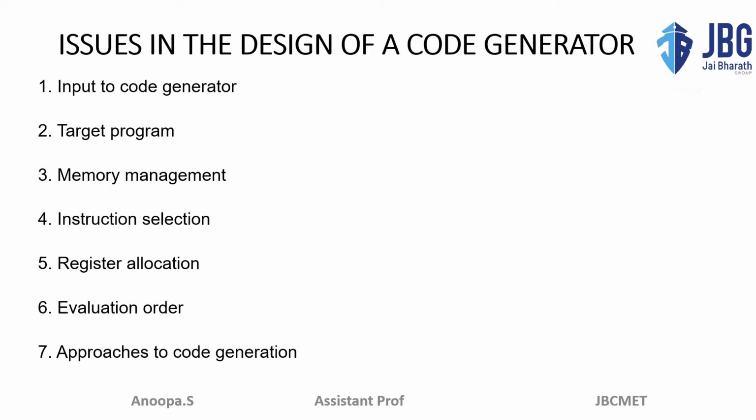Now, what are the issues that can occur in the design of a code generator? 1. Input to code generator. 2. Target program. 3. Memory management. 4. Instruction selection. 5. Register allocation. 6. Evaluation order. And 7. Approaches to code generation. So we will be discussing each and every point.